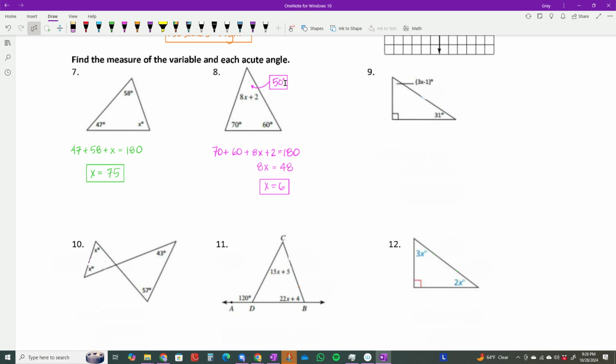All right, number 9. You can use all three angles, but I like the corollary because it's shorter. So I know that when I have a right angle, the other two angles have to add up to 90 degrees. So that's going to give me 3x minus 1 plus 31 equal to 90. And 3x is going to equal 60, and x is equal to 20. So I have to plug that in because I already know this one's 31. So plug in 20, 3 times 20 is 60, and 60 minus 1 is 59. So that other angle is 59 degrees.